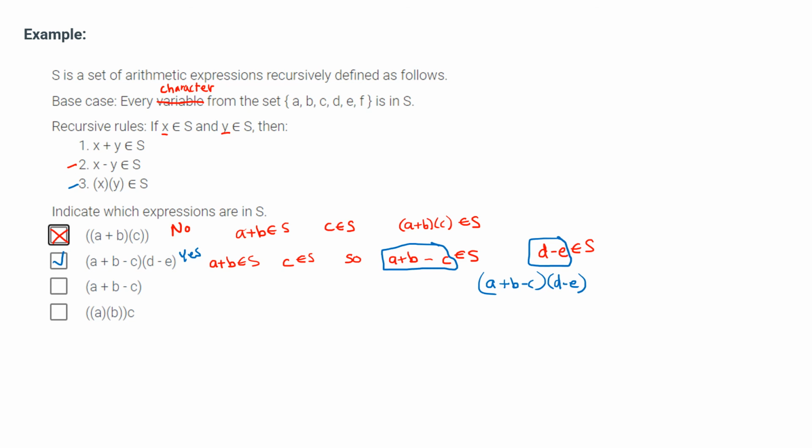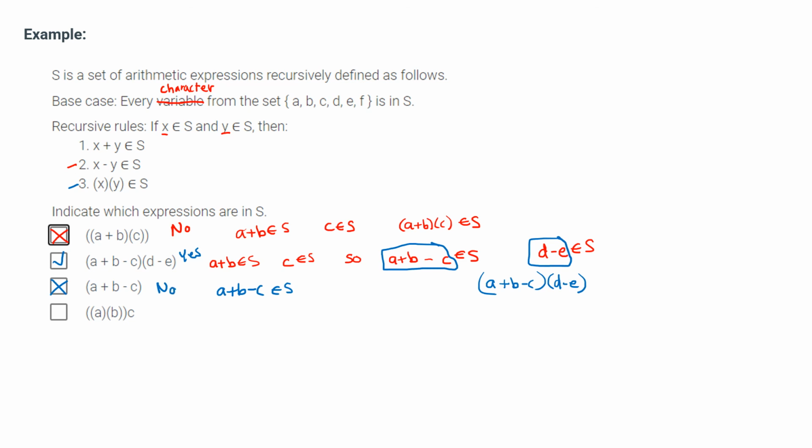Okay? But now this next one, just like I did here, I could get A plus B minus C is in S, because I did that right above here. But nothing here says I can, again, just put some parentheses around anything. The only way to get parentheses is if you're putting two things together. So no, that wouldn't work.